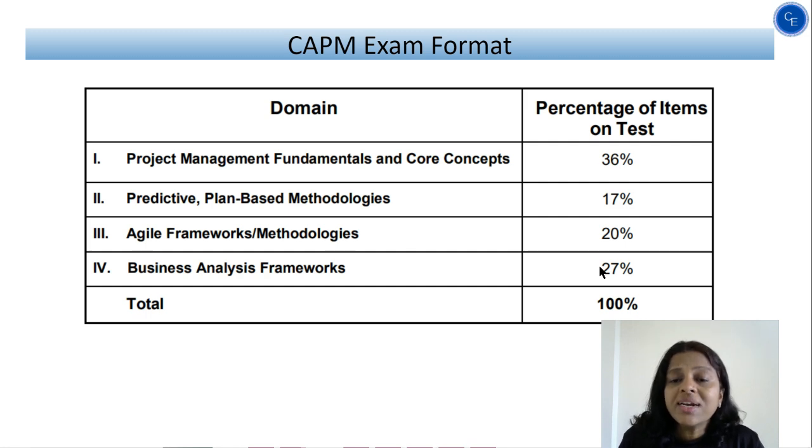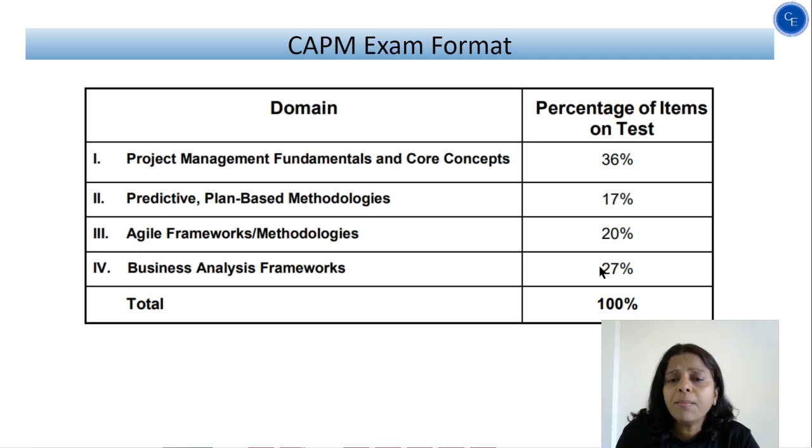So you need to understand the importance of business analysis for project management, and you also need to understand the role of a business analyst in a project life cycle so as to manage the requirements throughout the project life cycle and provide the solutions.